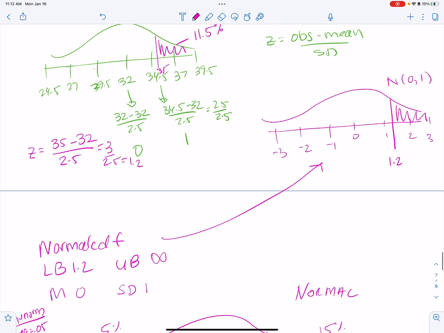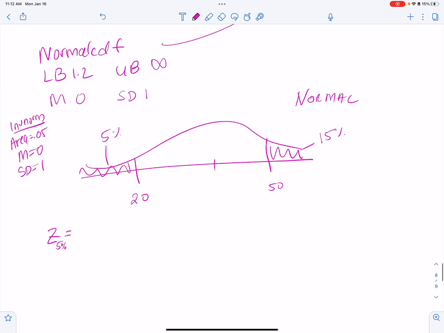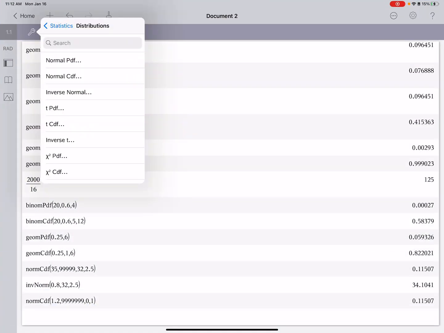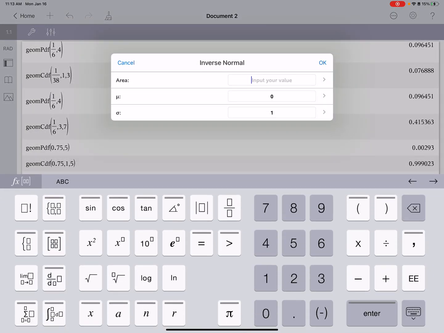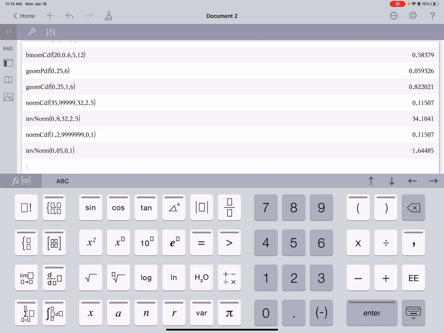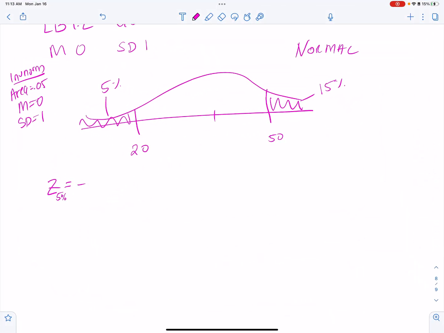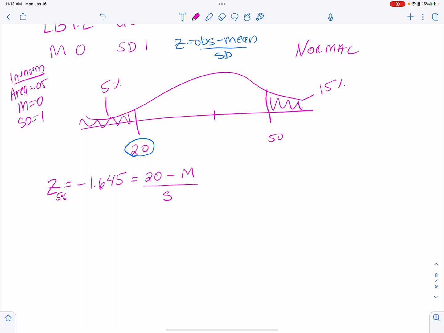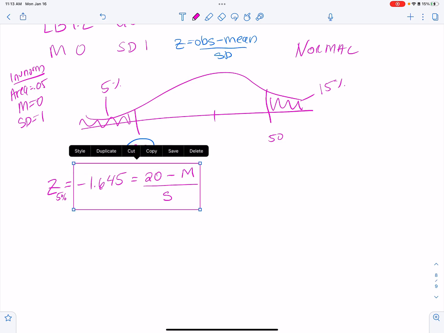So I'm going to be able to find the z-score for 5%. Because remember, with the z-score chart, the mean and standard deviation are always 0 and 1. So we're going to use that to our advantage and jump back to my inverse norm, with 0.05, 0 and 1. And so that's negative 1.645. Okay, how are we going to use that? Well, a z-score is observed minus mean divided by standard deviation. So this is my observed value for that z-score, which is 20. I don't know the mean, and I don't know the standard deviation. But that's equation 1, and I'm going to do 2 equations and 2 unknowns.